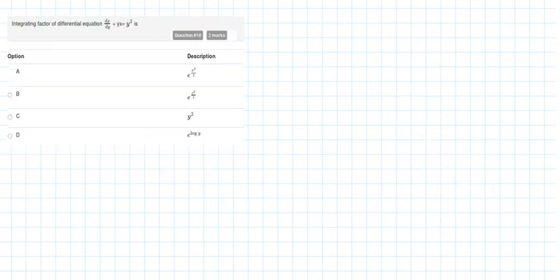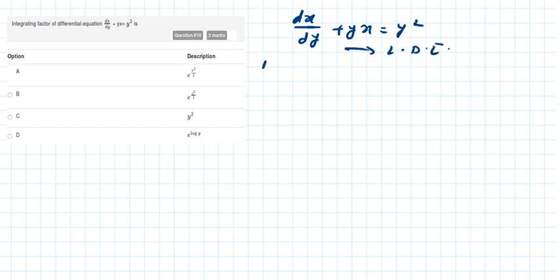Next example. To find the integrating factor of this given differential equation, which is equal to y square. Now clearly this is again a linear differential equation, but of type 2. So what is type 2?